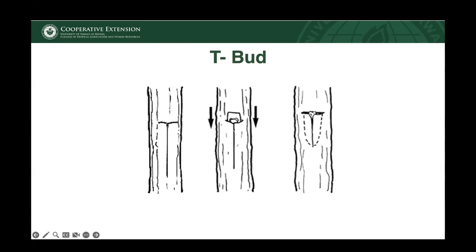And you're taking that bud and you're slipping it into this T that you've made, leaving the bud of that scion exposed like this. And then you would wrap around this part, leaving that bud exposed. And then that bud will become connected to that branch and become a new shoot. And then everything above that, you want to make sure that you remove.